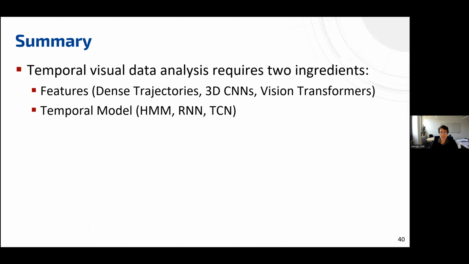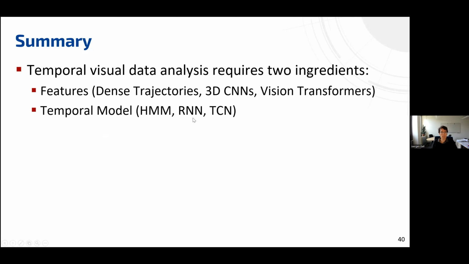So to summarize, if you want to analyze visual data, you mainly need 2 ingredients. The first is the features, which can be dense trajectories. Here you do not need much training data, and partly you do not need any labeled data, but it can also be 3D CNNs. And what I did not discuss, you can also use vision transformers, but they are also very expensive, so at the end also very limited in the number of input frames I can use.